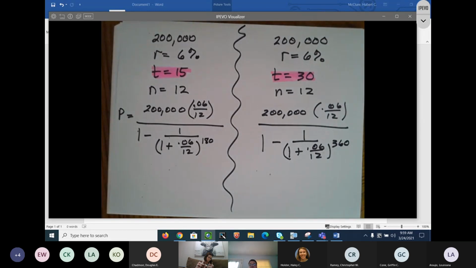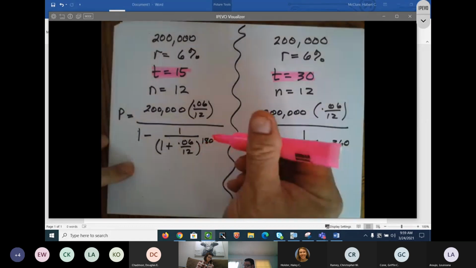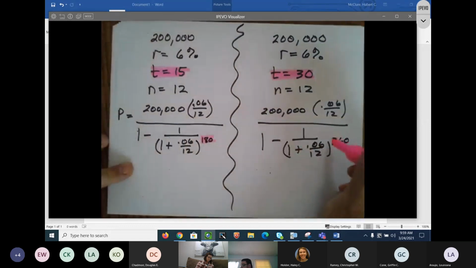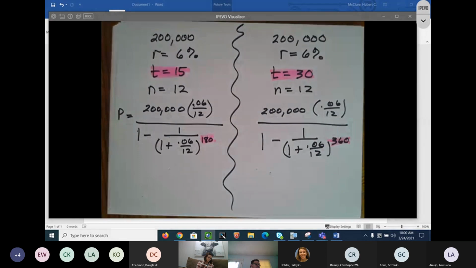All right, so I put those plug and chugs there, and you see the only difference between the two is what? Them dang old monthly payments. It's the only difference. So here we go. Take our handy dandy calculator.